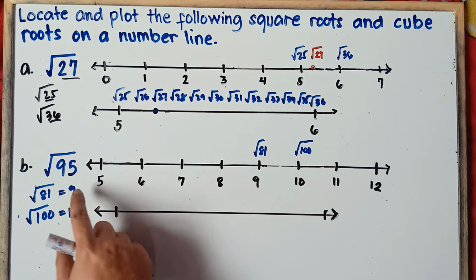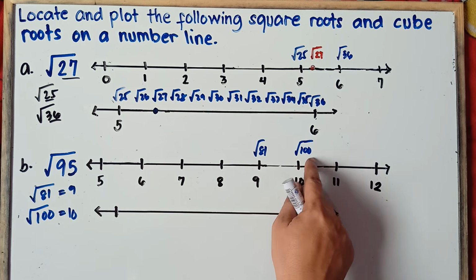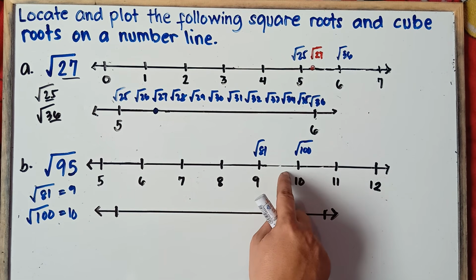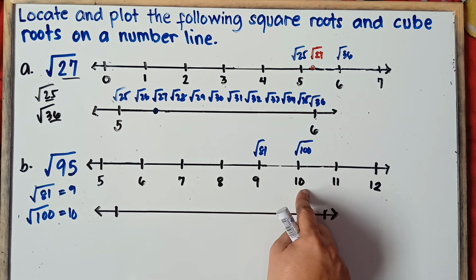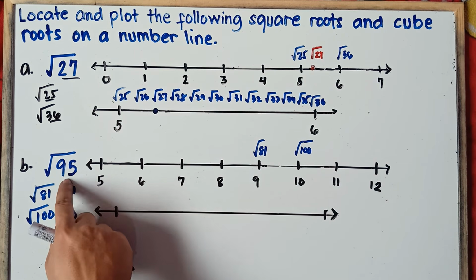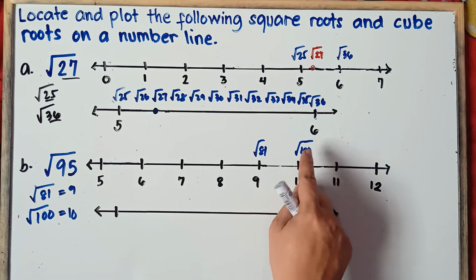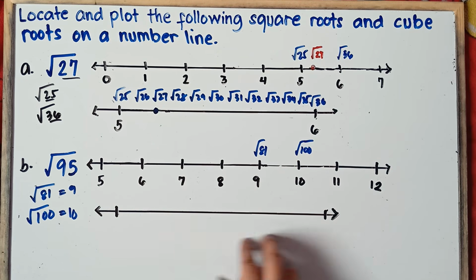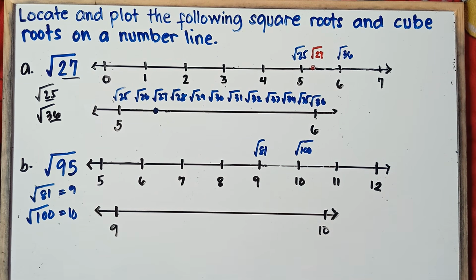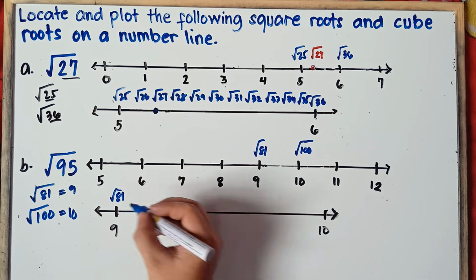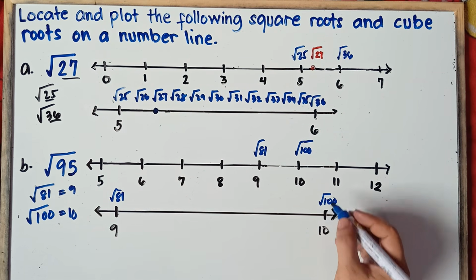And we know that 95 is near 100. So therefore, 95 is here. Once again, 95 is near 10, because the square root of 100 is 10. So square root of 95 is near square root of 100. But if you're confused, you can draw your guide, class. So this is 9, and this is 10, right? This is square root of 81, and then square root of 100.